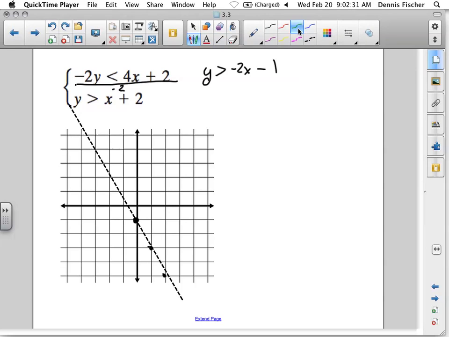Now, this is what I got, but I still go back to the original question. Just in case I forget a sign or forget to flip, I always go back to the original equation. 0 is less than 2. Is that true? Yeah, so I want to shade the side 0, 0's on. So I'm going to shade this side.